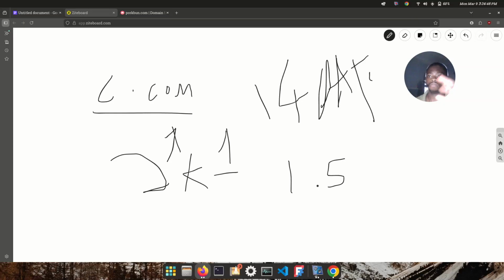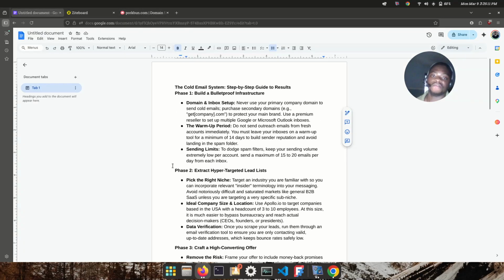So nothing more than 15. In fact, 25 max, but 25 is even pushing it. In fact, I'll probably scale that back to 15. You can't go wrong with 15. Anything less than 15, you're probably losing efficiency, and that's important when you're scaling. So 15 is the sweet spot. So 15 emails to dodge spam filters. Keep your sending volume extremely low per account, sending a maximum of 15 to 20 emails per day from each inbox.